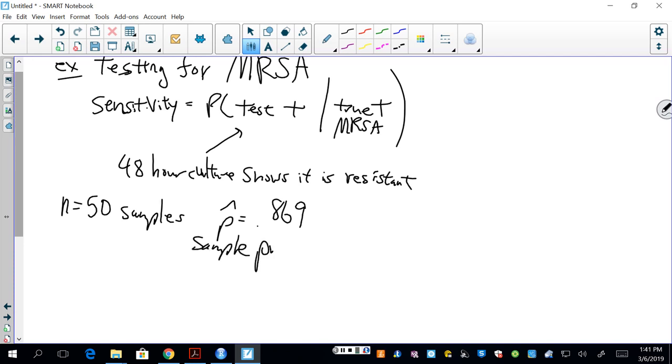So the sample proportion positive. That's an estimate of the sensitivity, right? If we had 50 samples that were really MRSA and we tested them and a certain percentage came up positive, that would be our estimate of the sensitivity. What's a 95% confidence interval for that rate?